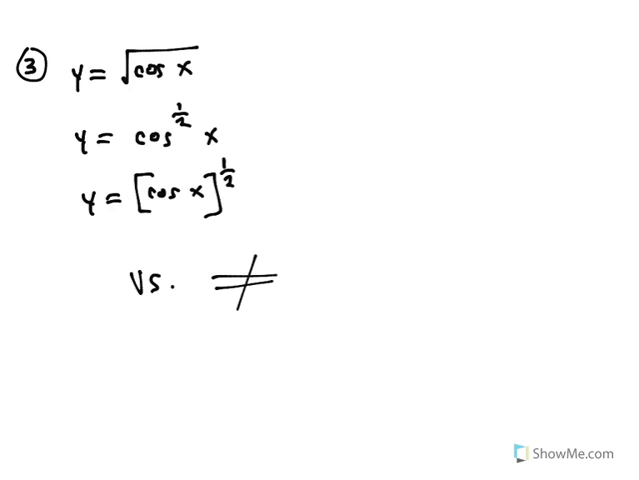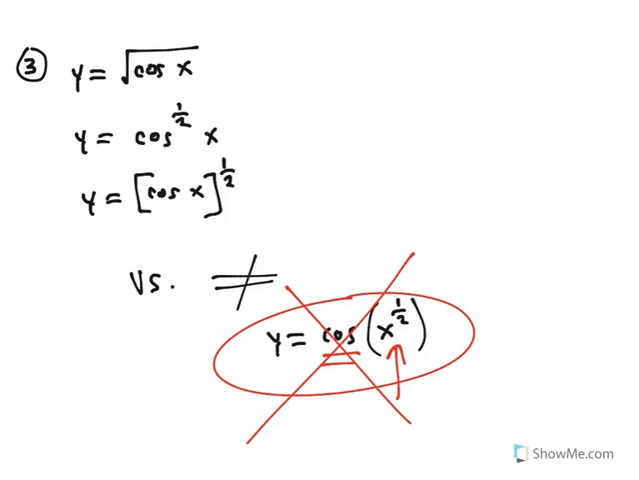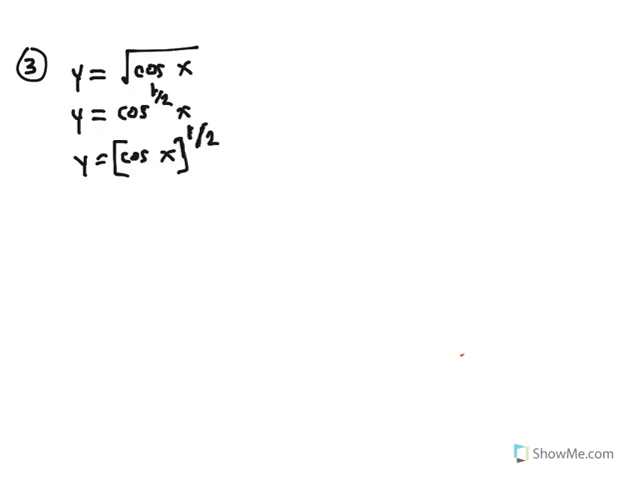However, it is different. It is not equal to cosine of x to the 1/2. That is different from what you have here. So it is not equal to that, because here the inside function would be the square root of x, and the outside function would be cosine. But that's not what we have for our problem. For our problem, the inside function is cosine, and the outside function is the square root function. So this is not the same as what we have.